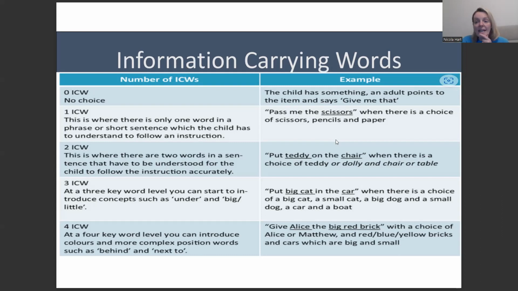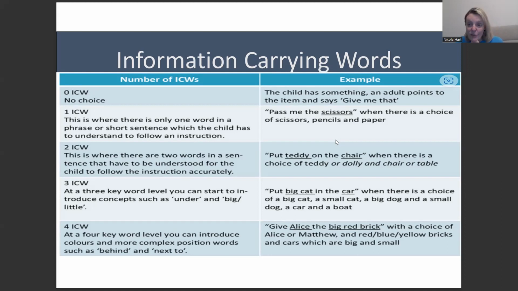So at a 3 ICW level, here we go. It's getting harder. You're putting more difficult concepts into your sentence. So at a 3 keyword level, you can start to introduce concepts such as under and big, it says here. So look at the sentence: put big cat in the car. So you are going to give the child a choice of a big cat or a small cat, a big dog and a small dog, a car and a boat. Now that is hard going.